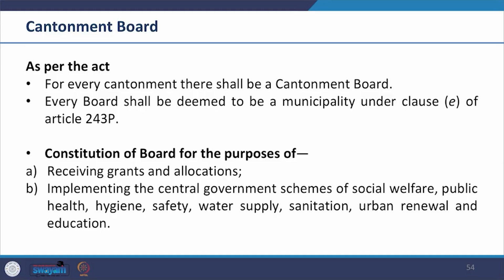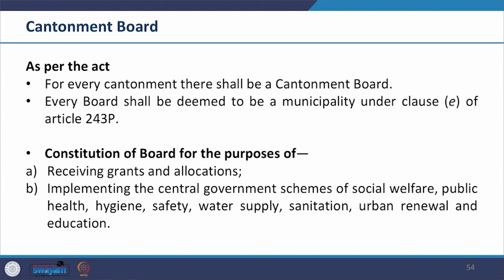Furthermore, the Act also provides structure for the Cantonment Board under Chapter 3, Section 10. You may pay attention to the structure and also see how it is different or similar to our urban classification as per the Census of India. So, as per the Act, for every cantonment, there shall be a Cantonment Board. Every board shall be deemed to be a municipality under the clause. So the purpose of the board, why they have constituted the board, you can also align with and see the urban local bodies, how we had seen earlier.